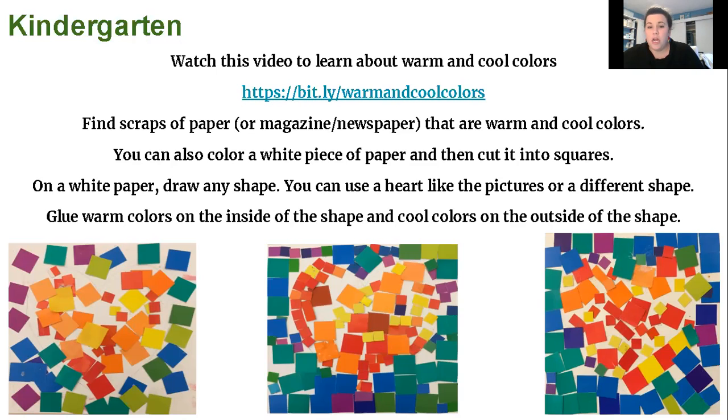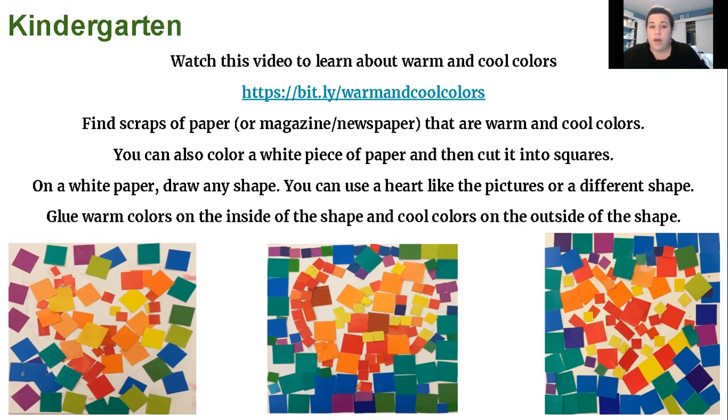Okay, so for kindergarten, you are going to be making a collage. Now, all of the shapes in this collage are square, but they have used the shapes to create something, right? In the ones down the bottom of our screen here, we see that they used warm and cool colors to make a heart collage. First thing you're going to do is watch the video to remind you about warm and cool colors. Remember, our warm colors are red, orange, and yellow, and our cool colors are green, blue, and purple.